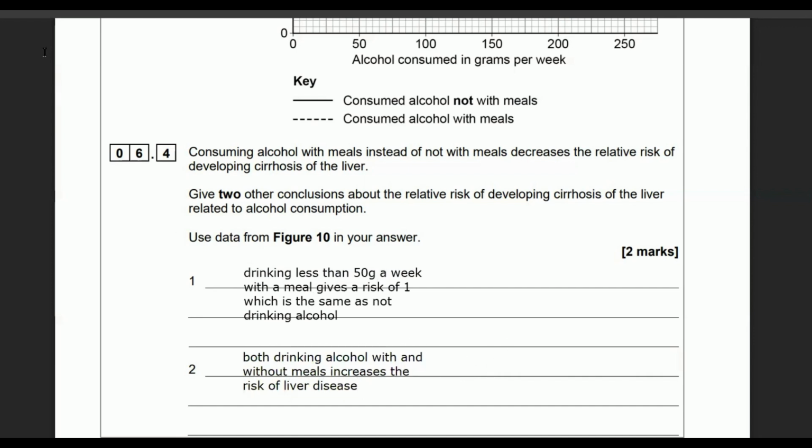So use some data from the graph to show that last statement, and that will get you the marks. So you can just say, at 100 grams of alcohol, the risk is 1.2, I believe, with meals, and at 100 grams without meals, it was 1.65. So I'm going to put that down there as an answer. At 100 grams with meals, risk 1.2, and 100 grams without meals, risk 1.65. The examiners love a bit of data to show that you know how to use a graph.